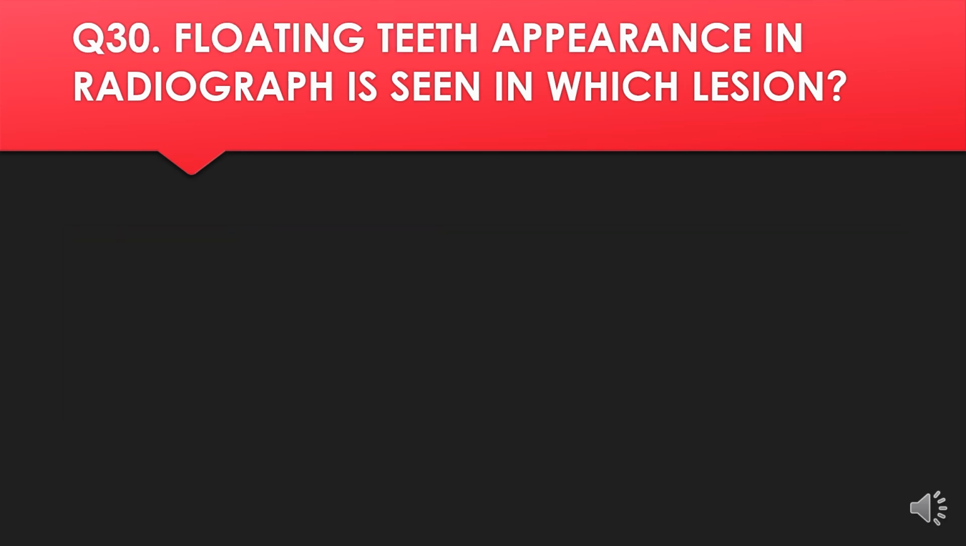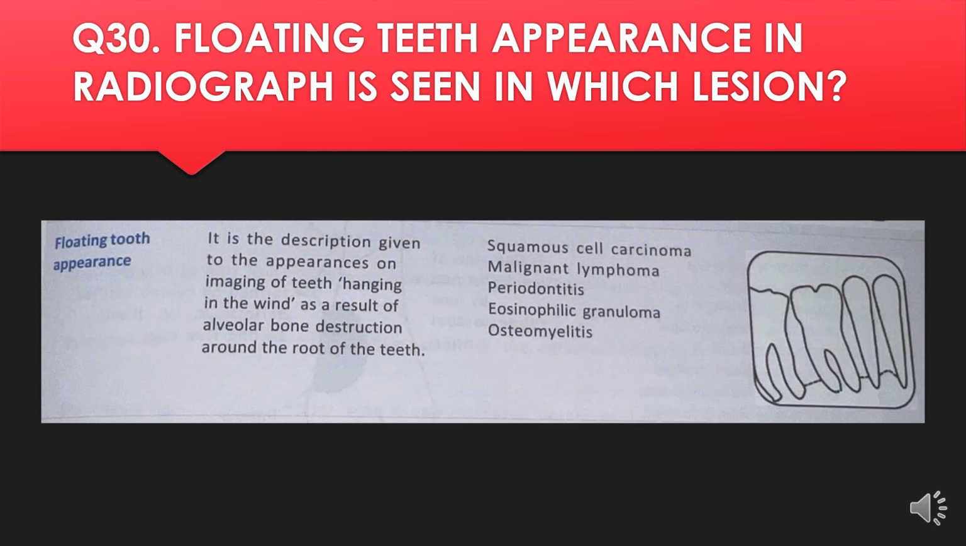Floating teeth appearance in radiograph is seen in which lesion? It is the description given to the appearances on imaging of teeth hanging in the wind as a result of alveolar bone destruction around the root of the teeth. It is seen in squamous cell carcinoma and eosinophilic granuloma.